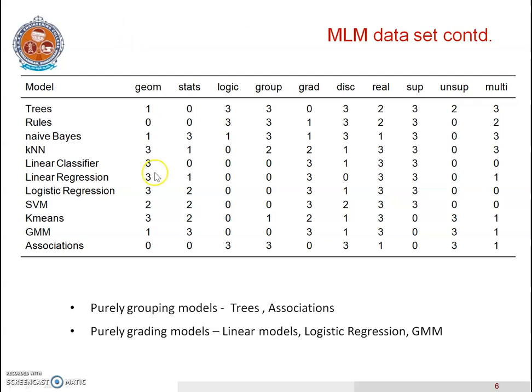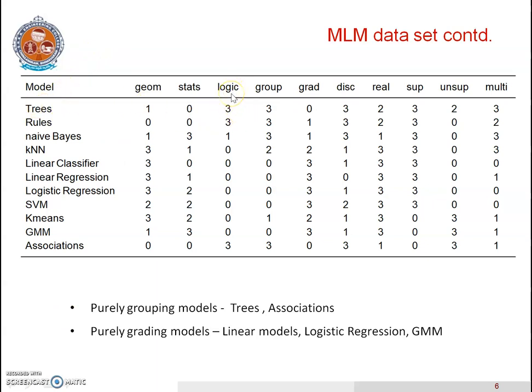The values 0, 1, 2, 3 indicate the extent to which a particular model has that particular property. A value of 0 indicates the model does not have that property, and a value of 3 indicates a model is highly associated with that property.